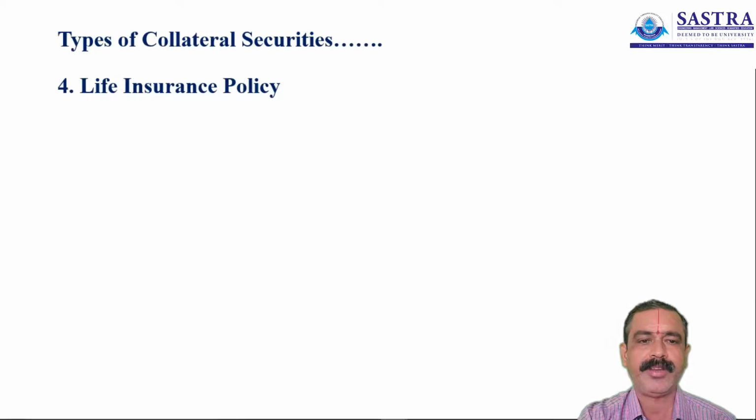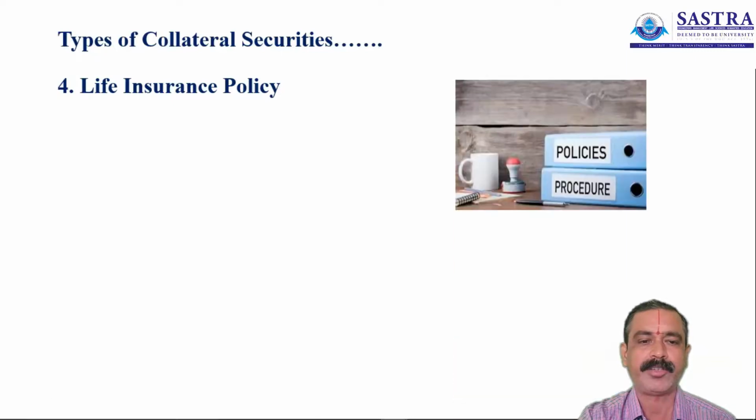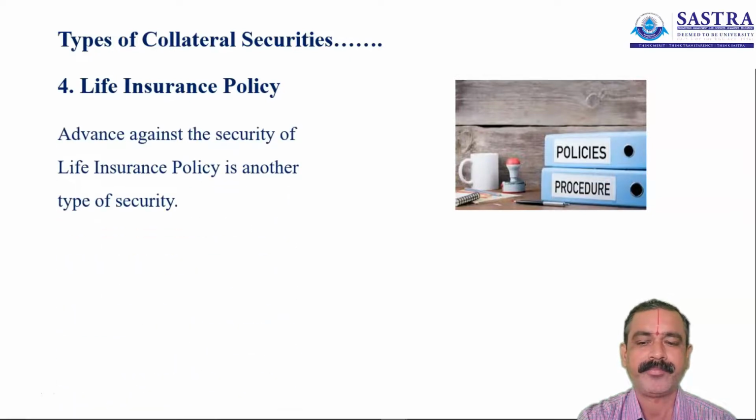Let's go to the next type of security, which is called the life insurance policy. Banks also advance loans against security of life insurance policies. Lending against life insurance policies is attractive for the banker as far as the surrender value of the policy can easily be found out from the Life Insurance Corporation. Further, there is no possibility of any loss to the bank from a loan given against security of the life insurance policy.